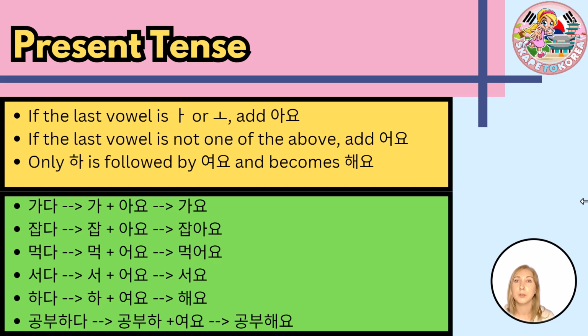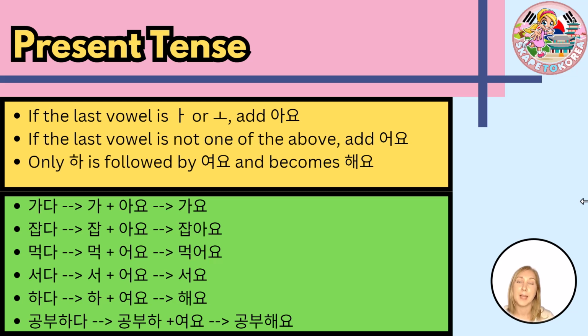Okay, our second rule is if the last vowel is not one of the above, so if it's not ㅏ or ㅗ, you are adding 어요. So we've got 먹다, the third verb. So 먹다 becomes 먹 after dropping 다. The last vowel there you can see is ㅓ. So you're adding 어요, 먹어요. And again, you've got the final consonant at the bottom that's stopping the vowels from combining, so it's just 먹어요. The fourth one is 서다, to stand.